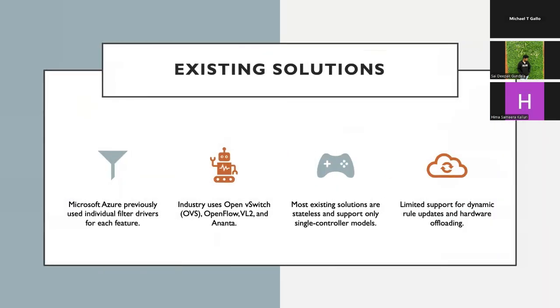Okay, so there are existing solutions out there. The industry has explored many options. This includes Open vSwitch, or OVS, which provides programmable forwarding. There's OpenFlow, a protocol for configuring network devices. VL2, a virtual layer 2 architecture. And Ananta, which is a layer 4 load balancer. Microsoft Azure has a collection of individual filter drivers for each network feature, and this can grow really complex because of the number of features.